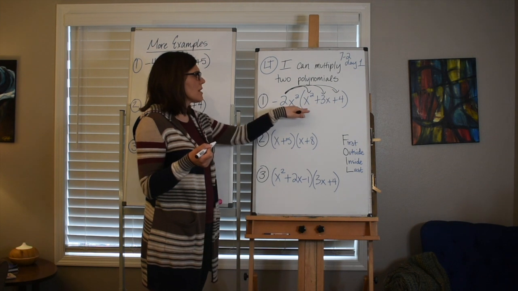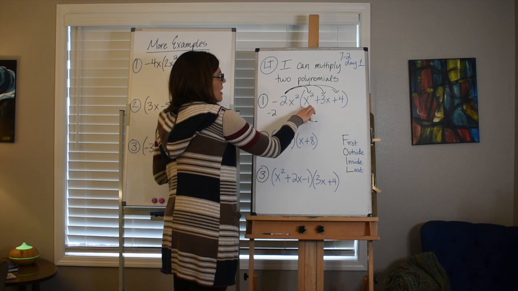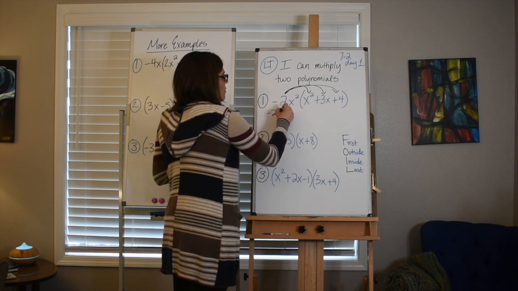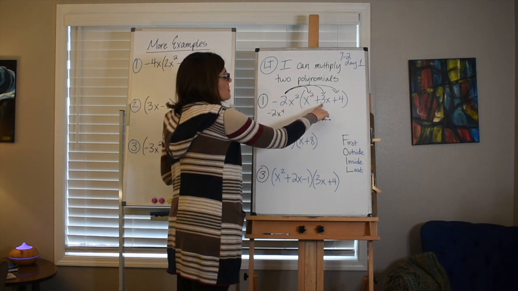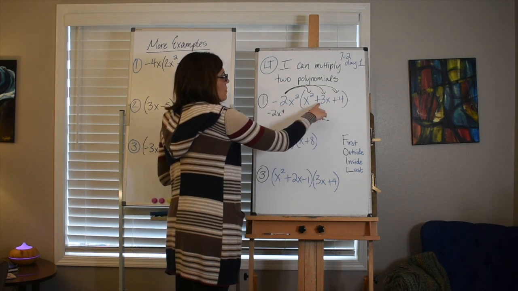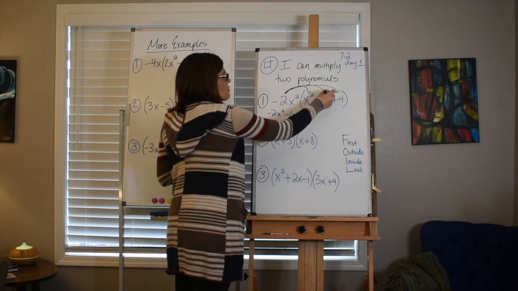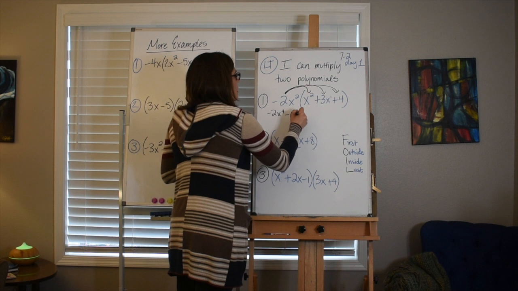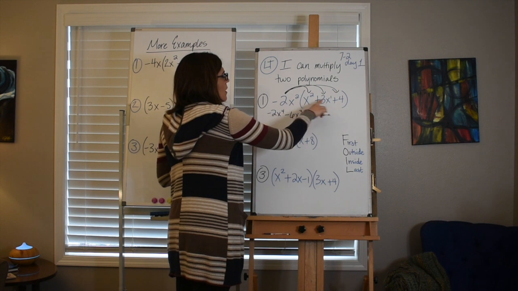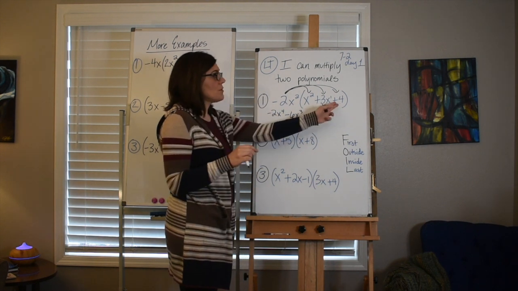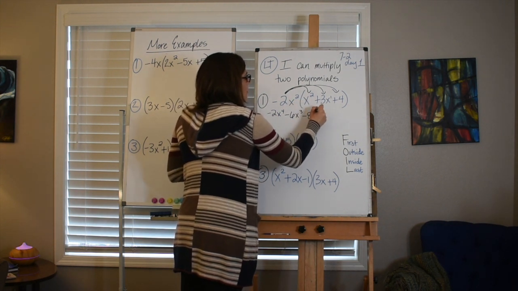So negative 2x squared times x squared would be negative 2. X squared times x squared would be x to the 4th. And then I'm going to keep moving on down the line. Negative 2x squared times positive 3x. Negative 2 times 3 would be negative 6. X squared times x, remember there's a 1 there that we don't write, would be x to the 3rd. And I'm going to keep moving on down the line. Negative 2x squared times a positive 4. Negative 2 times 4 would be negative 8. And then I just need to write my x squared.